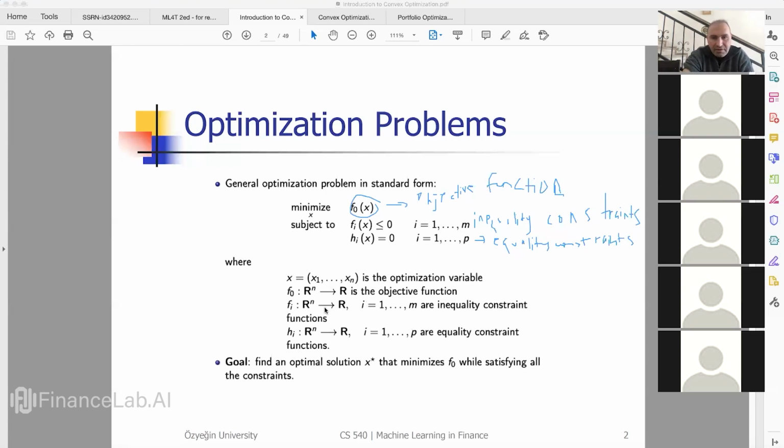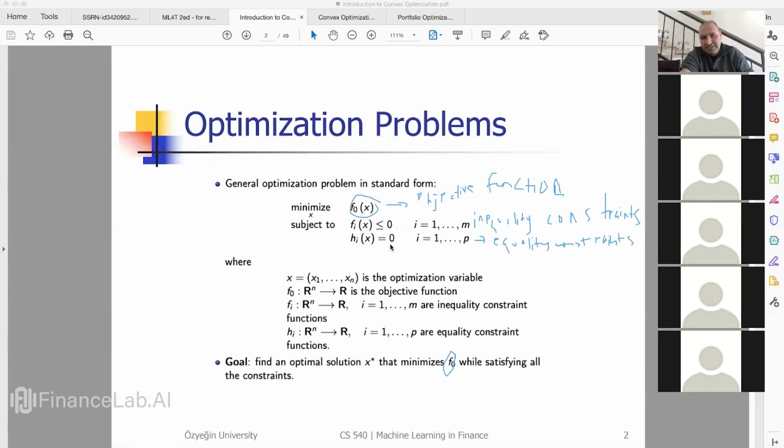All these functions take x, the set of variables, as the parameter. That's why they are mapped from R^n to R. They produce a scalar value from the input vector in the n-dimensional vector space. The goal here is to find x star, which minimizes f0, our objective function, while satisfying all the constraints.